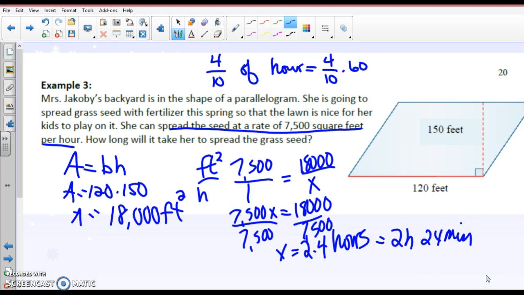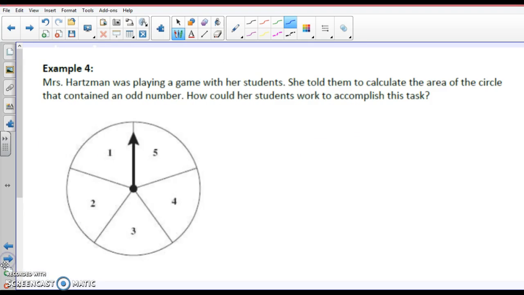Because isn't a tenth of an hour 6 minutes? Because it's 60 divided by 10. So 4/10 would be 24. Okay, last but not least.